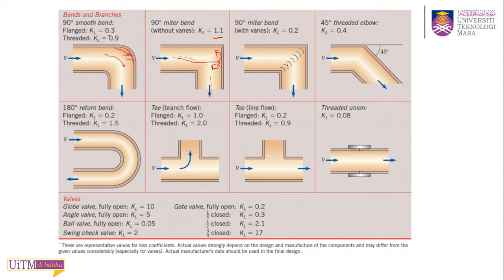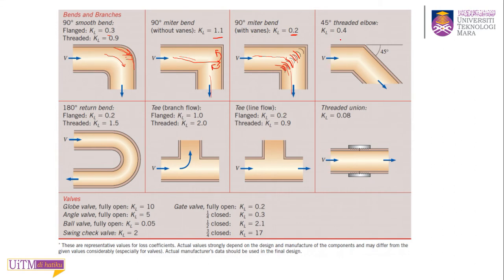If you add a mitre bend with vanes, these vanes will help the flow go downward like that. So the loss coefficient is reduced. That's why you have only 0.2, because it helps the flow go from horizontal flow to vertical flow. This vane will help with that. With vanes you have only 0.2. Without vanes it is 1.1, a higher loss coefficient.